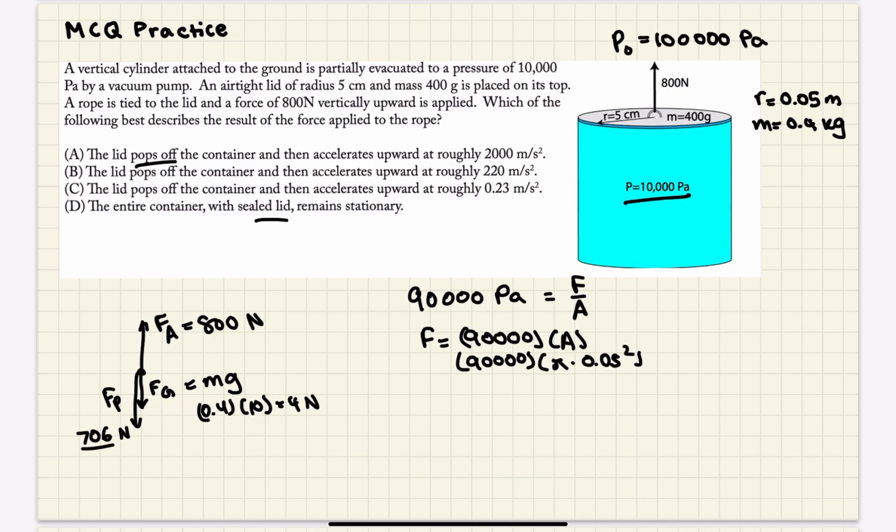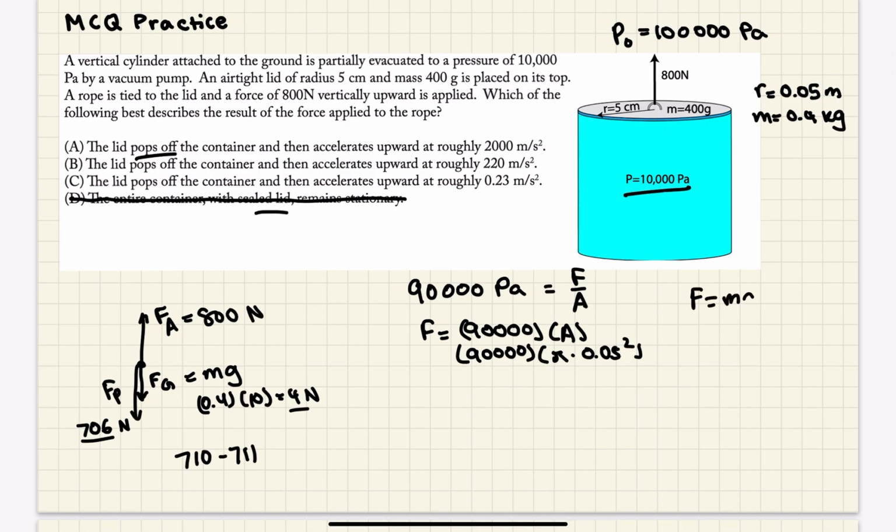But either way, we see that the sum of this, which is 710 to 711, depending on how you round it, is always going to be less than the applied force 800. So it does pop off, meaning we can get rid of the answer choice D. But how much does it accelerate upwards? Well, if we just subtract the forces, we're going to get around 90 newtons. We know force is equal to mass times acceleration. And we know this net force is around 90 newtons, mass is 0.4, we solve for acceleration.